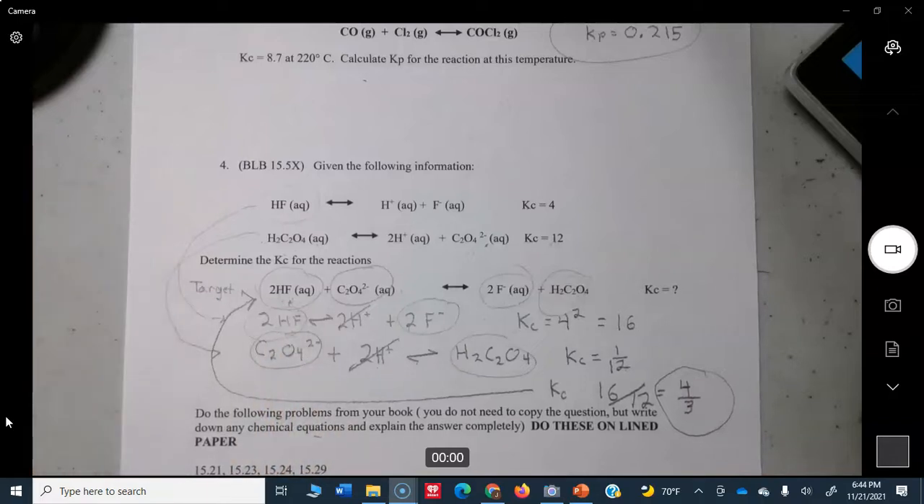So it works very much like Hess's law in terms of how you do it, but what you do to the equilibrium constants is totally different than what you do to the enthalpies in Hess's law.